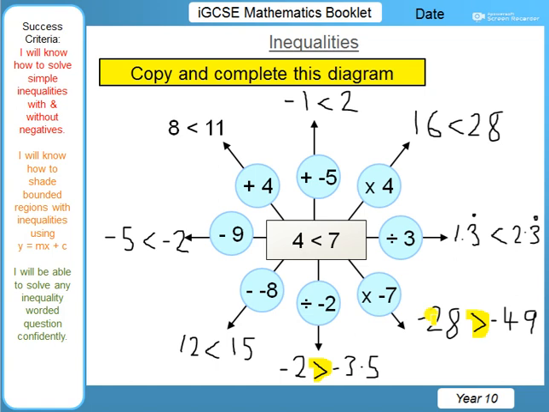And that's the key point in today's part 2 video, that if you divide or multiply by a negative number, when you're solving an inequality, it switches the sign. So it switches from a less than to a greater than, or a greater than to a less than.